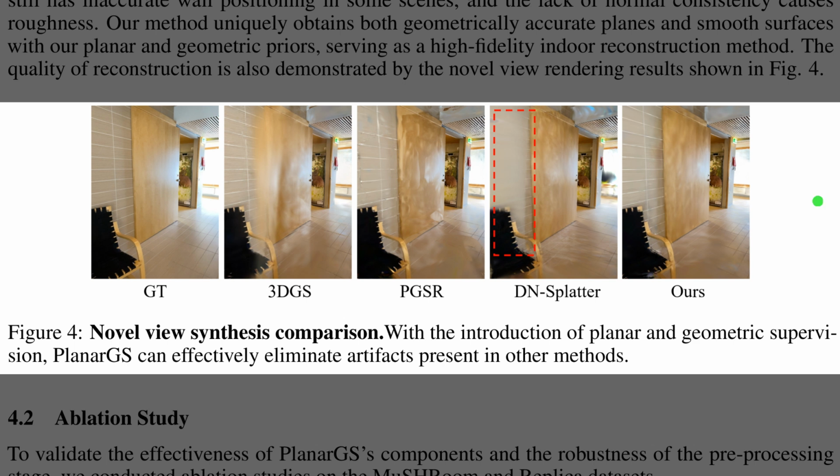Figure 4 compares novel view synthesis, placing ground truth beside several baselines and the proposed method. The baseline renders show smeared walls and hazy edges, and the DN-splatter panel highlights a misaligned wall patch in the red box. The final column matches ground truth more closely, with crisp doorway edges and straighter tiles, because planar and geometric supervision suppress view-dependent artifacts.